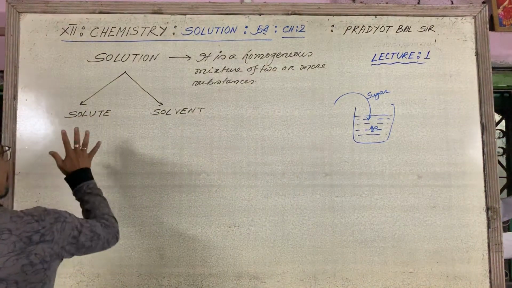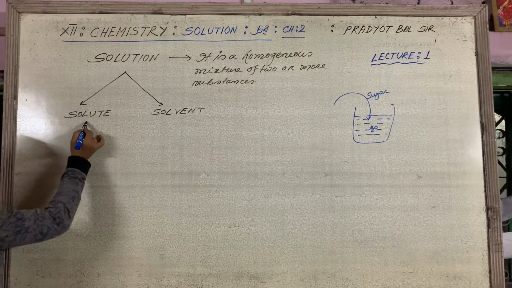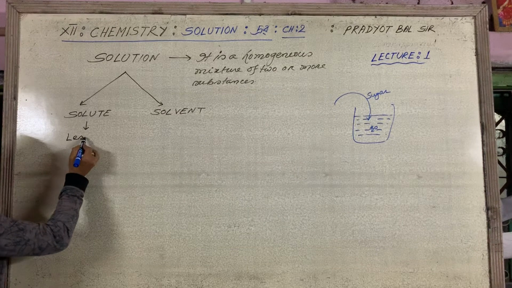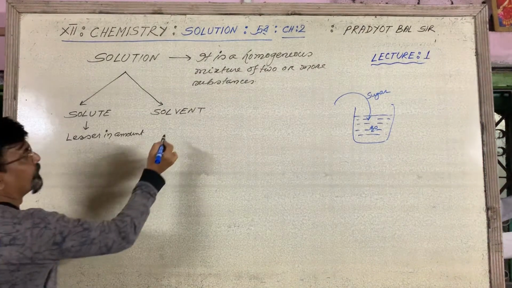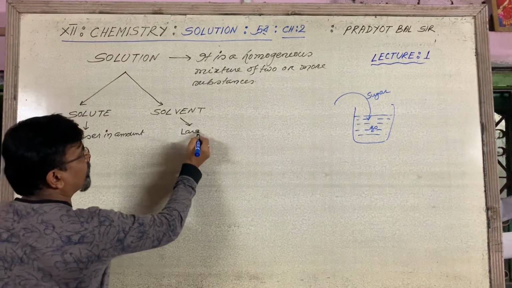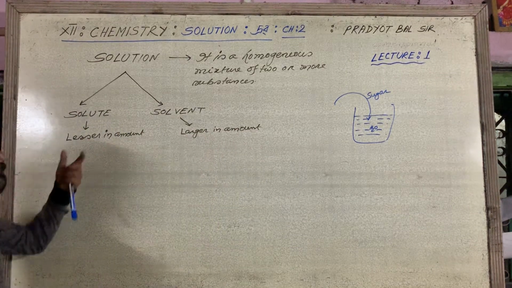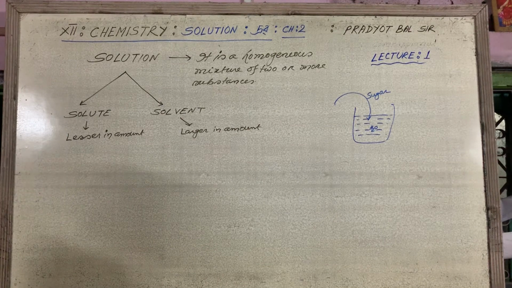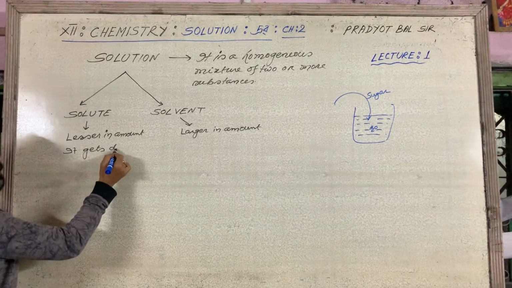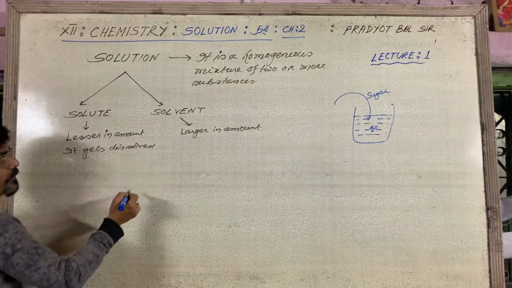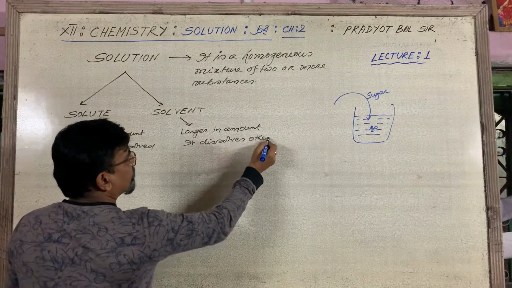So a solution always has two components. One is known as solute and the other one is known as solvent. This solute is always lesser in amount and solvent is larger in amount. Definition of solute you can give from here: which is lesser in amount is called solute, which is larger in amount is called solvent. One more thing, solute gets dissolved, and solvent dissolves other substances.